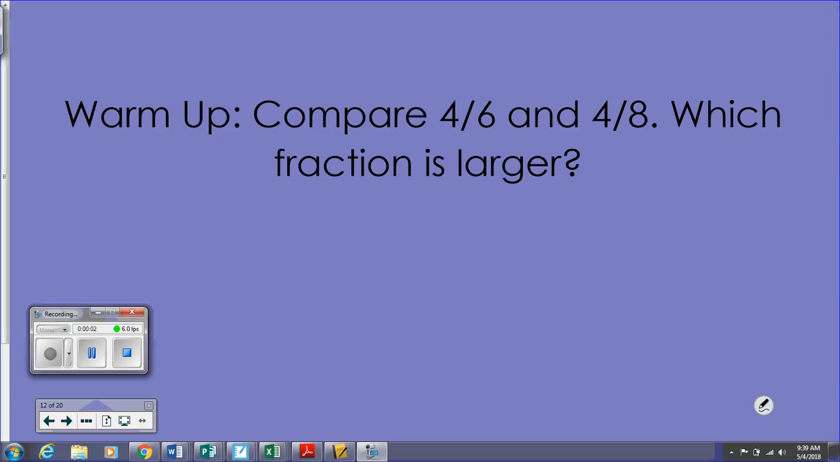Your warm-up problem: working on 4/6 in comparison to 4/8. What strategy, Susie, did we use yesterday? Less talking, more listening would help you answer my question. What strategy did we use yesterday?